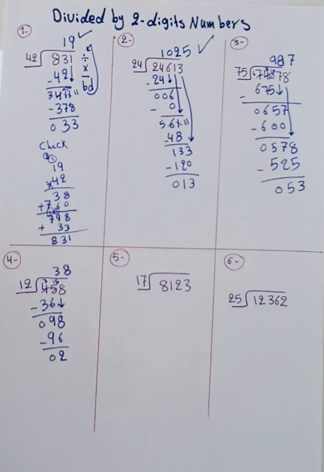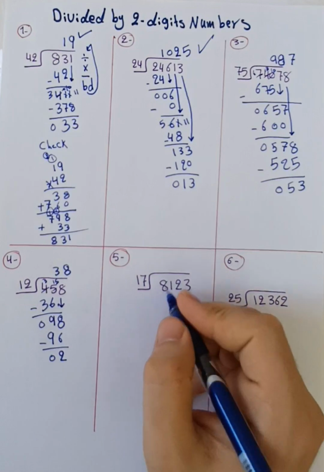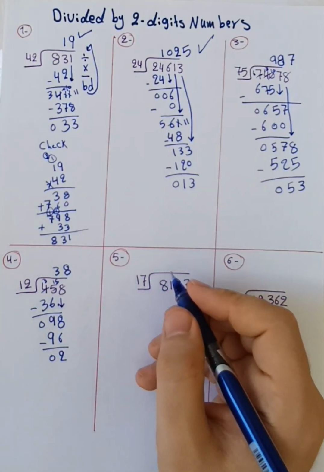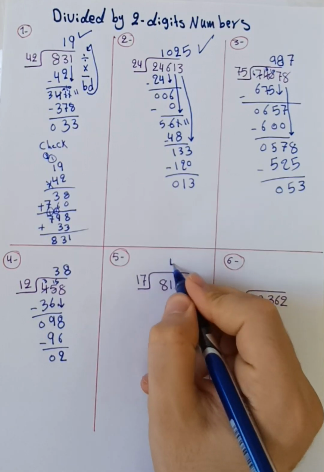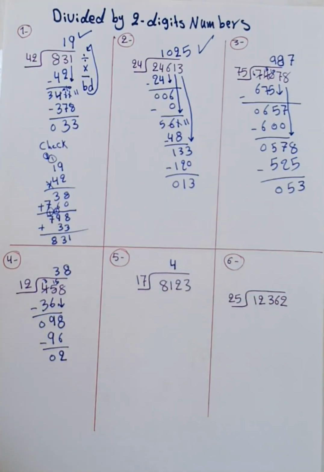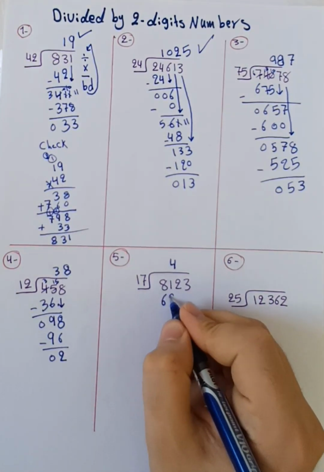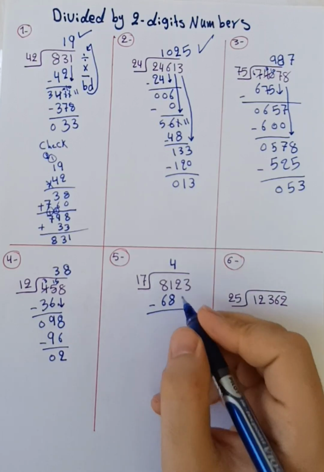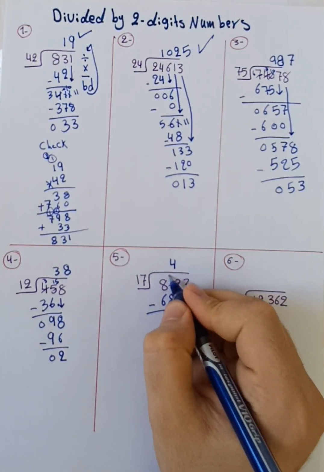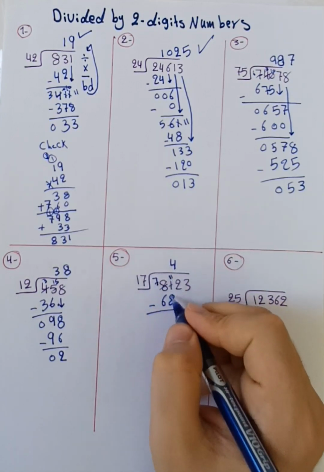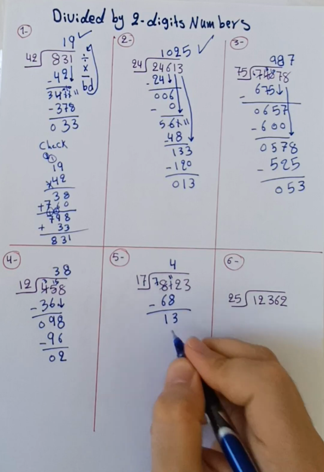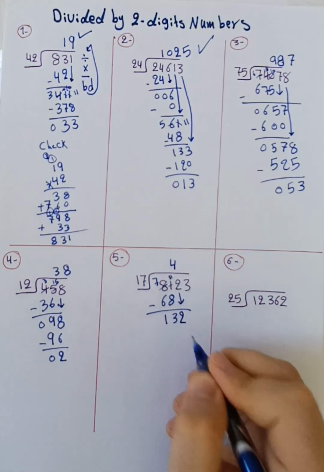Example number 5, we have 8,123 divided by 17. First, 81 divided by 17 is 4, because 4 times 17 equal to 68. You have to subtract. This one become 11 and 8 becomes 7. 11 minus 8 is 3. 7 minus 6 is 1, and then you have to bring down 2.